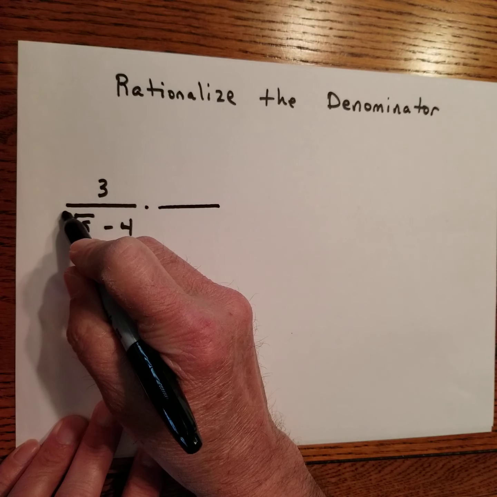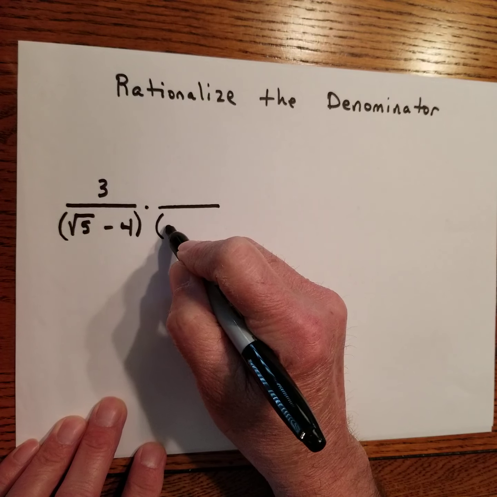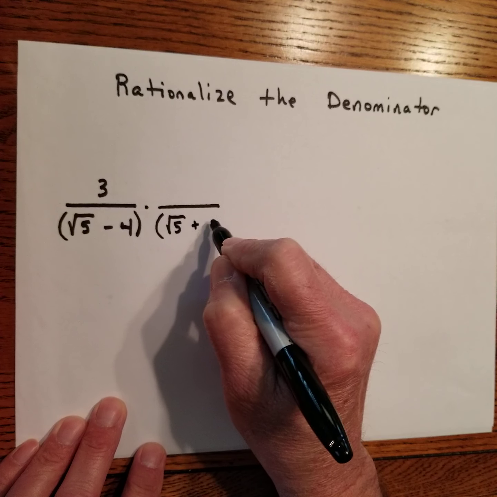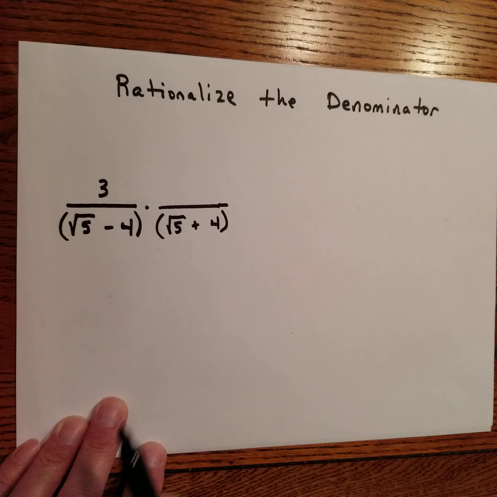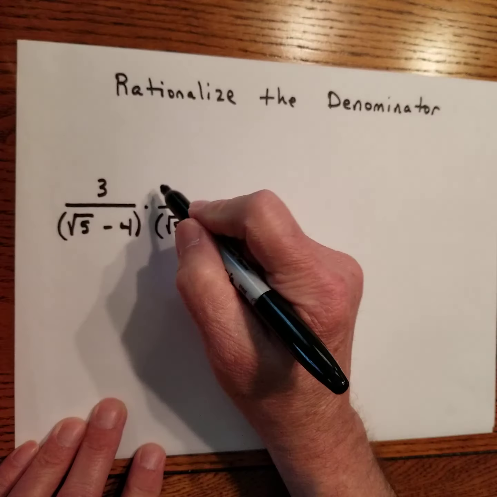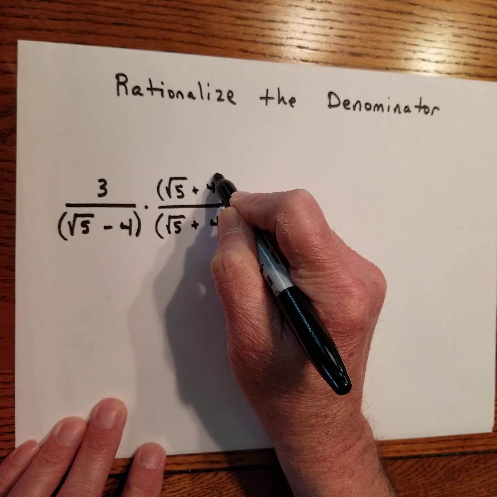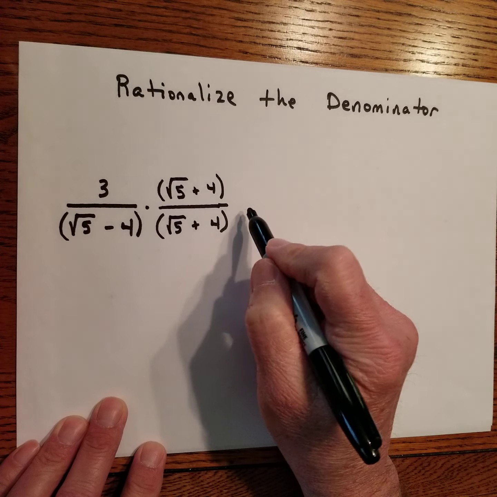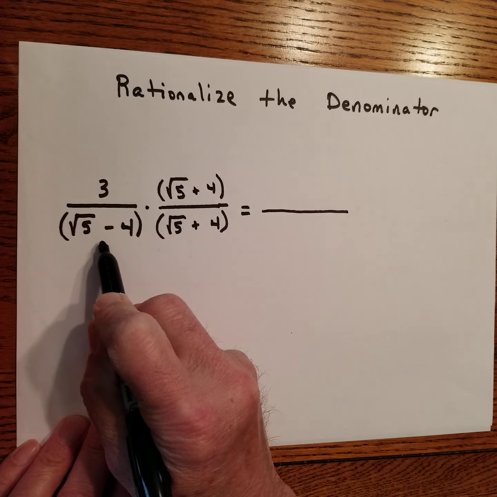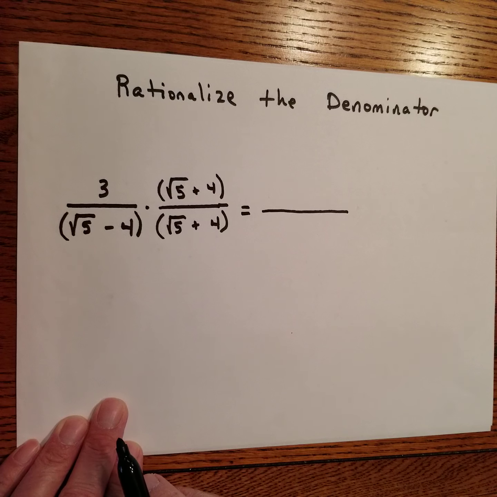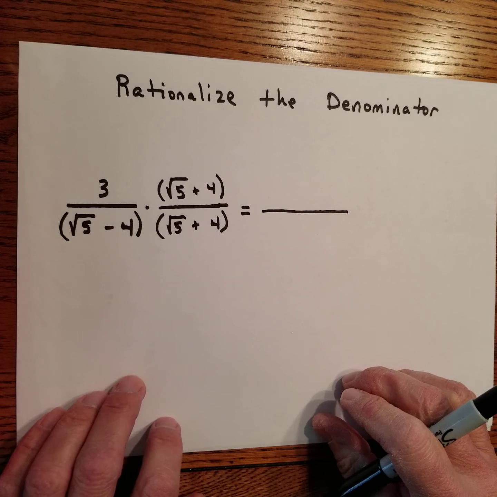Here's how it'll look. If this one is square root 5 minus 4, I'll use square root 5 plus 4. They're conjugate pairs when one is minus and one is plus. Whatever I do in the bottom, I must match in the top. And then I multiply. Let's do the bottom first. And since the bottom are a conjugate pair, I'll use FOIL, but I'm going to remember that the outers and the inners are just going to cancel out and add up to 0.